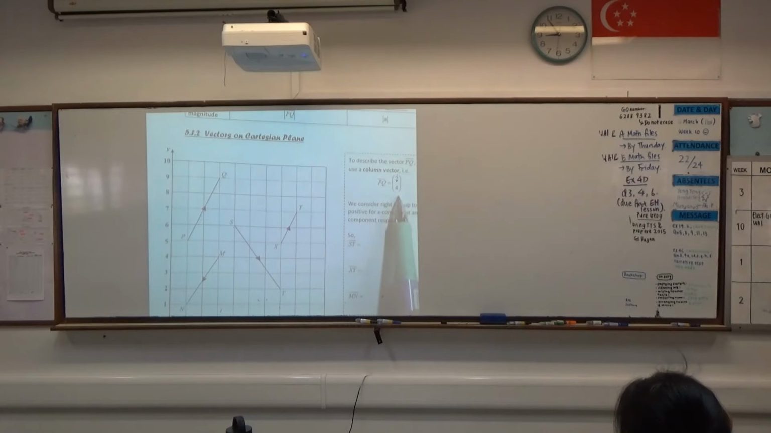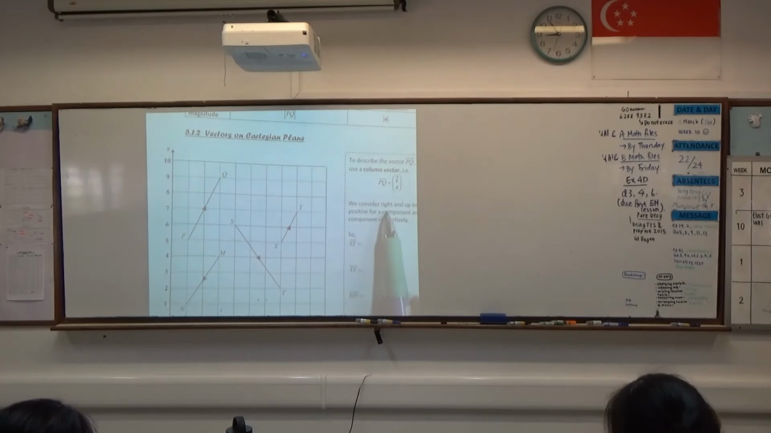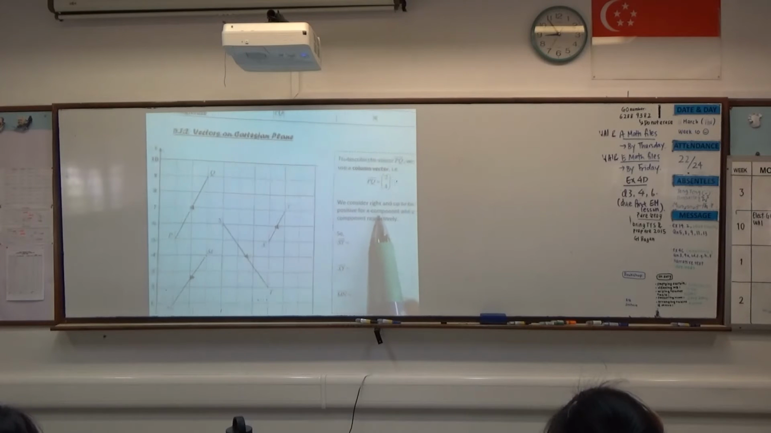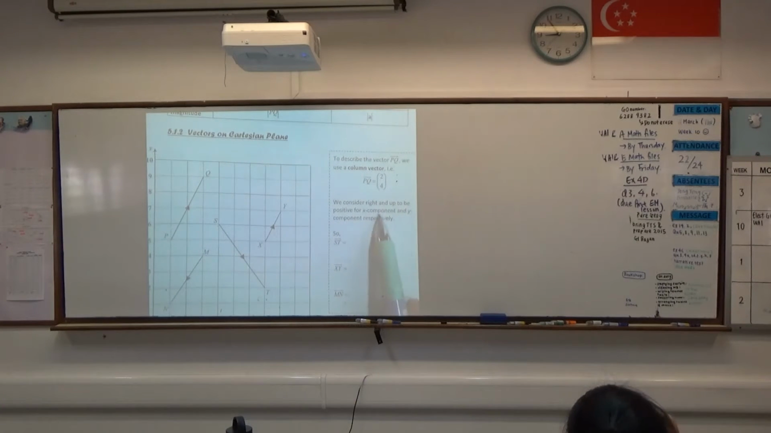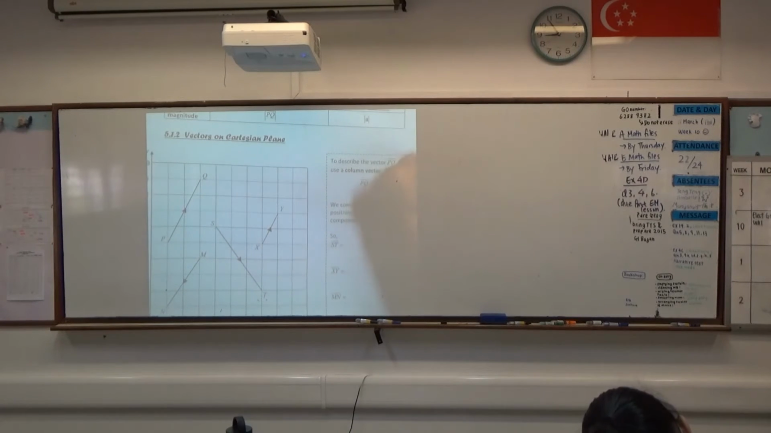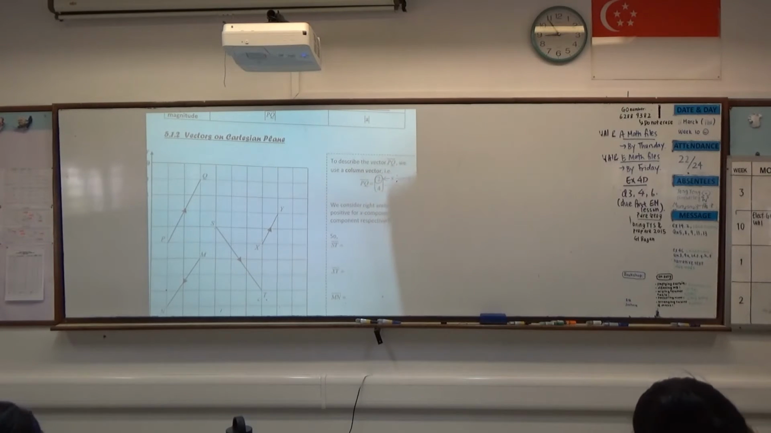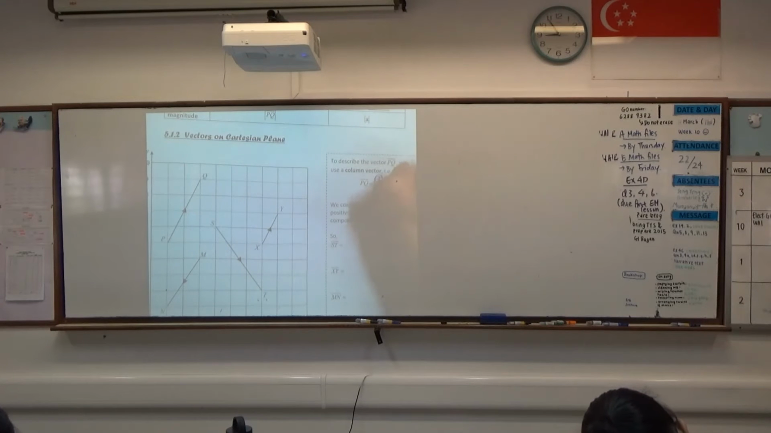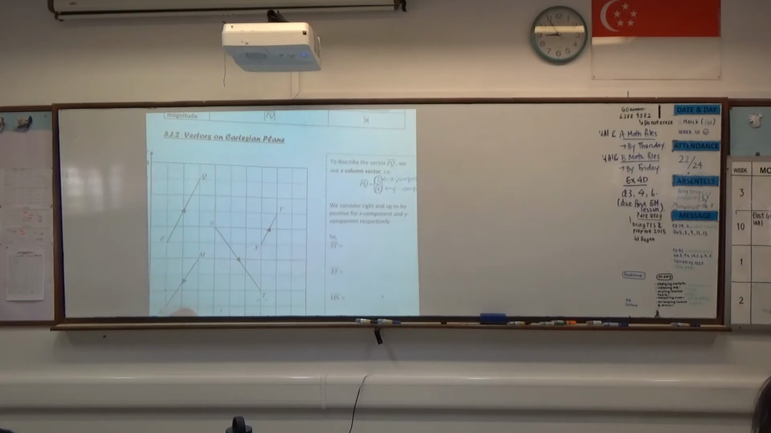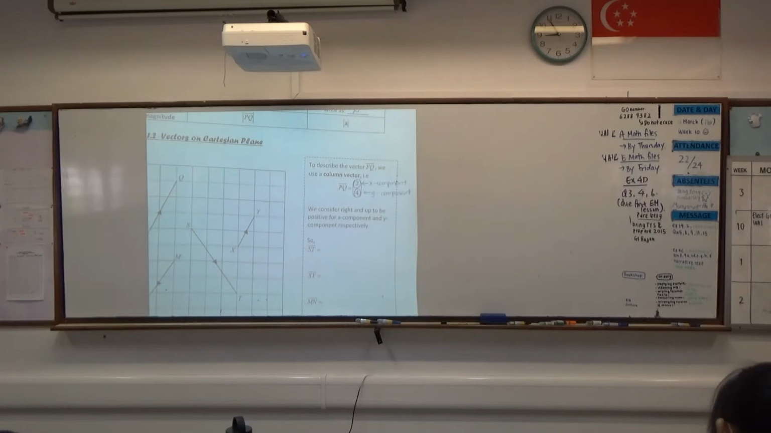How did I get these 2 and 4? We consider the rightward direction as the x component. So this is what we call the x component. And the bottom one is your y component. So there is some similarity to the way you write coordinates, just that there is no fraction line and no comma.